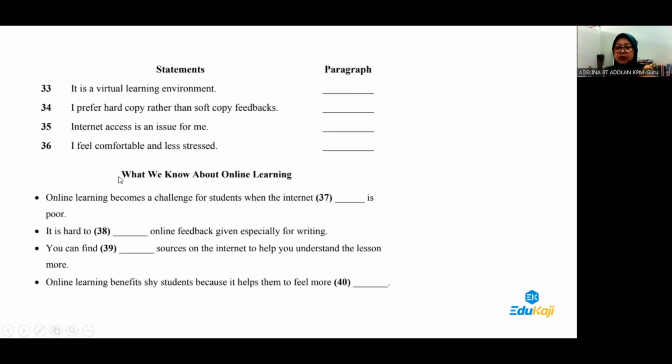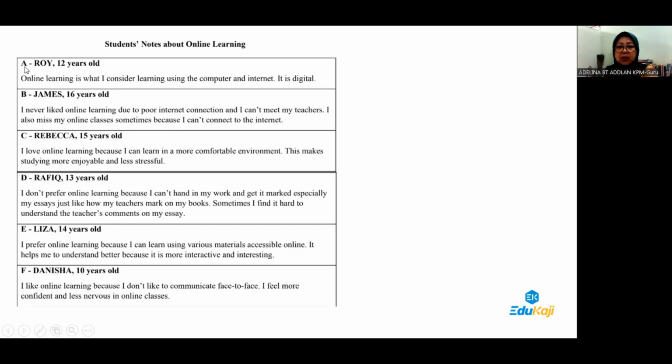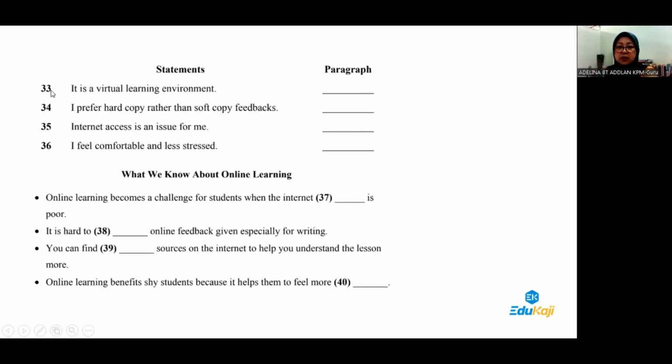If you look at the question here, they give you A, B, C, D, E, F. These are the names of the paragraphs. So we should look on the left-hand side at the alphabets in order to answer questions 33 right up to 36, which are related to virtual learning environment, I prefer hard copy rather than soft copy, internet access, and comfortability and less stress. Which paragraph is it talking about?